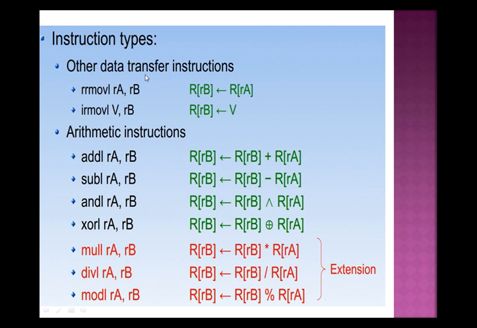Then another instruction is the data transfer instruction, that is how we can move data from one register to another or from one memory to another. These are the registers. The transfer is from RA to RB, and this is from a variable or the memory to the register.